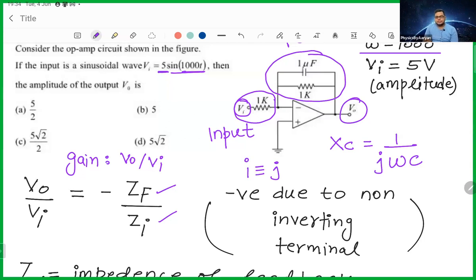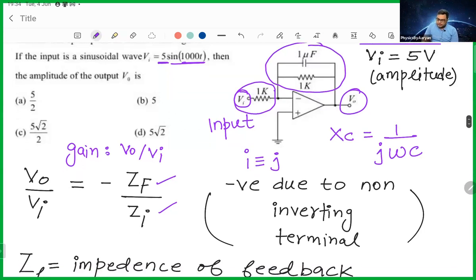So iota is represented by J. So this is the resistance of your capacitor in your circuit. So let's start doing the question.